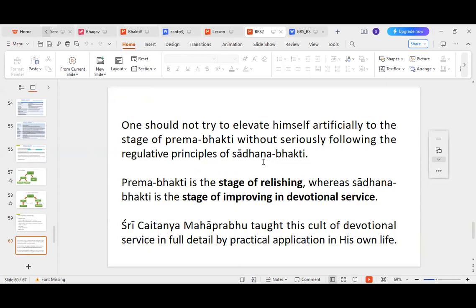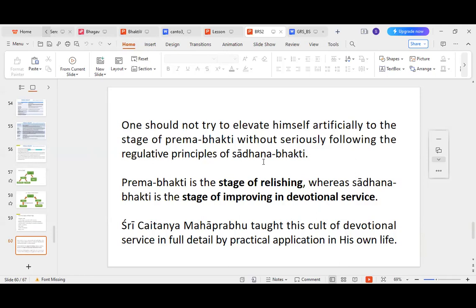So one should not try to elevate artificially to Prema Bhakti without seriously following. Even Rupa Goswami mentions, don't try to do anything artificially. We have to seriously follow Sadhana Bhakti, then you will be able to. Prema Bhakti is the stage of relishing. Prema Bhakti is not like you achieve something. It is a stage in which you continuously feel that relishing factor.